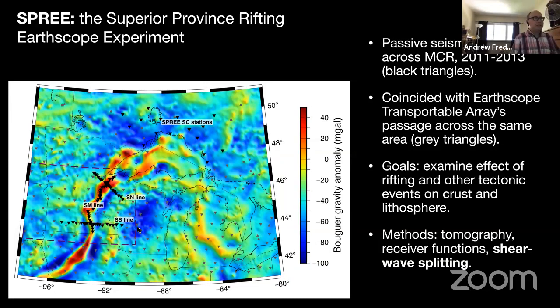And so the idea was to look at the effect of rifting on both the crust as a whole and the underlying lithosphere. With this 2-year passive seismic deployment, you can apply a bunch of different methods, including tomography, receiver functions, and what I'm going to talk about, shear wave splitting.